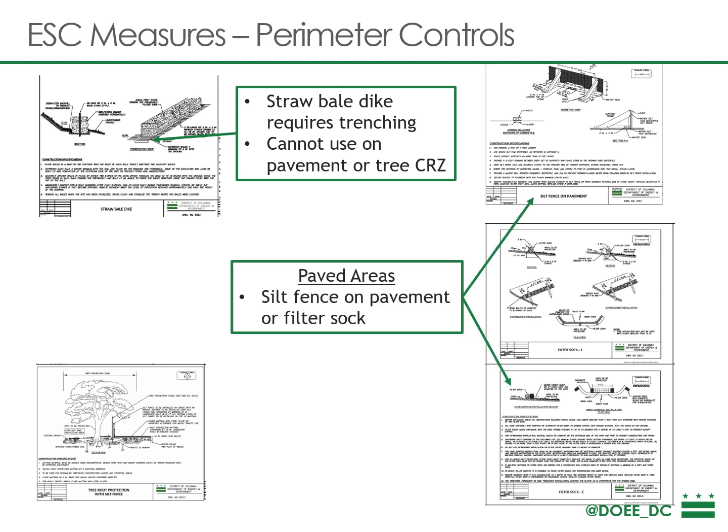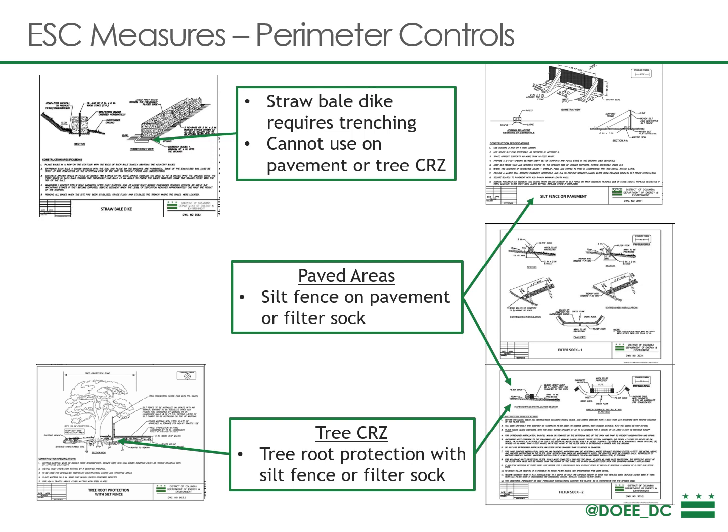In paved areas, you can use silt fence on pavement. So there's a detail here showing the silt fence on pavement. And then you can also use filter sock. There are two different ways to implement filter sock: the first sheet showing it staked into compacted ground, or the second sheet showing a silt fence or filter sock on pavement where they're using block to secure the filter sock in place. Within the critical root zone of a tree, you can use this detail here showing tree root protection with silt fence. This is the preferred method. You can also use filter sock because neither of these methods require trenching.